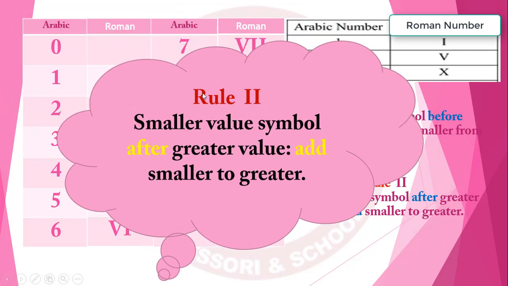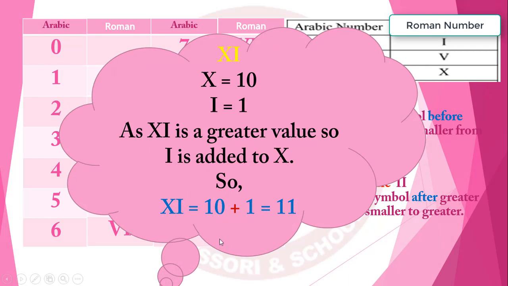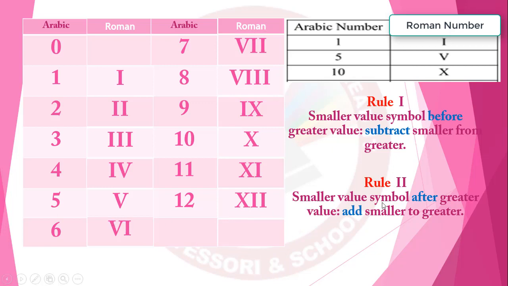And for writing 11, again we'll follow rule number 2, which says that the smaller value symbol comes after the greater value, it means we have to add, like this. 10 plus 1 gives us 11. X is equal to 10, which is a greater value. I is equal to 1, which is a smaller value. When we add them, we get 11. In the same way, when we have to write 12, we simply write one more I to get 12: 10, 11, 12.